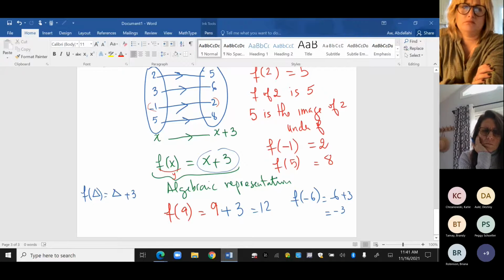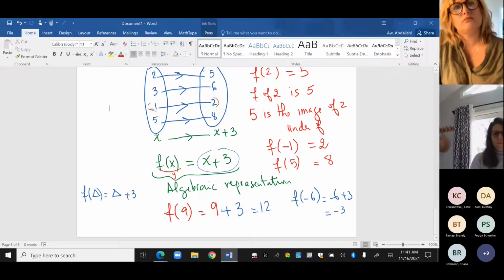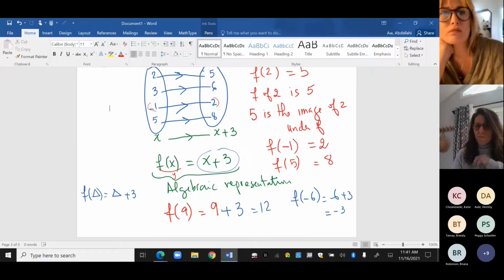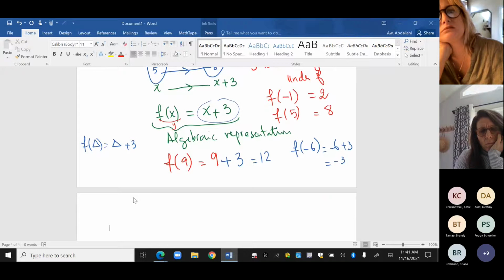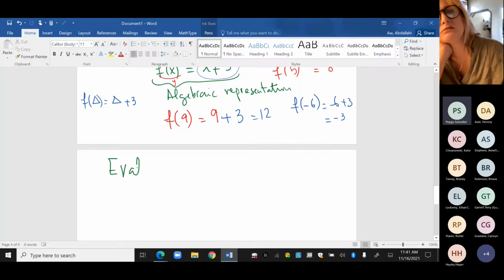That's what you call the plug-in. You plug in whatever you have between the parentheses. Every time you see the variable x, the input variable x, you remove the x and you put whatever you have inside the parentheses. It doesn't matter if you know what they are or not. That's what you call evaluating a function. This is what you're going to learn right now through examples. Evaluating a function.